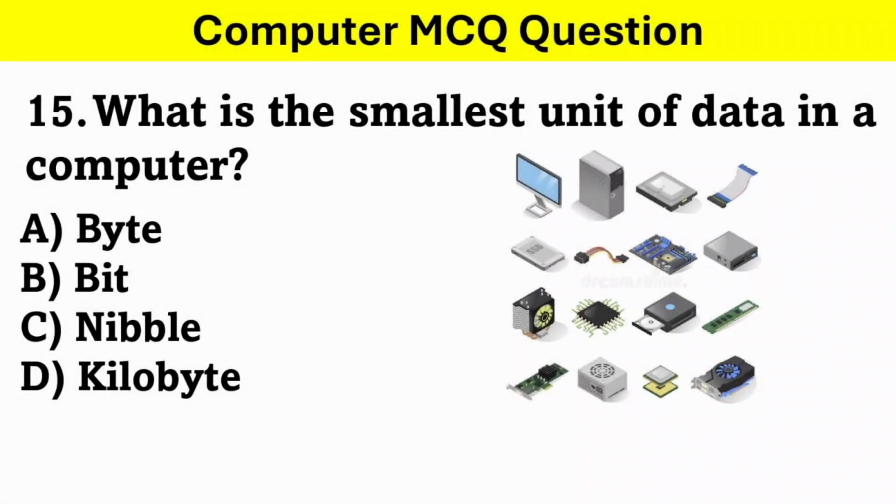What is the smallest unit of data in a computer? A. Byte. B. Bit. C. Nibble. D. Kilobyte. The correct answer is bit.